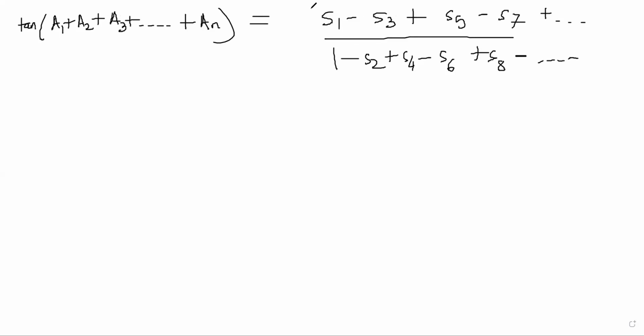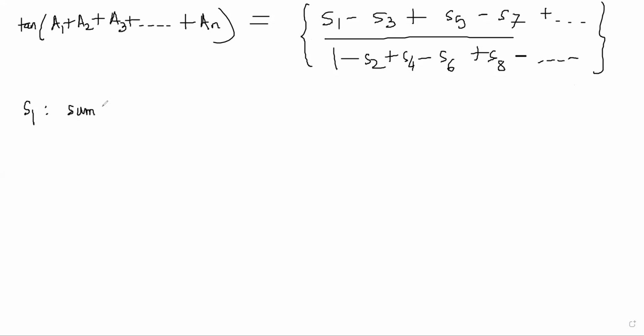First of all, are you seeing a pattern here? Forget about what Sn is. We'll discuss what S1, S3 and all is. Are you seeing the pattern here? It is odd numbers on top, alternating: S1 minus S3 plus S5 minus S7, plus minus plus. And here it is 1 minus S2 plus S4 and so on. So now what is S1?